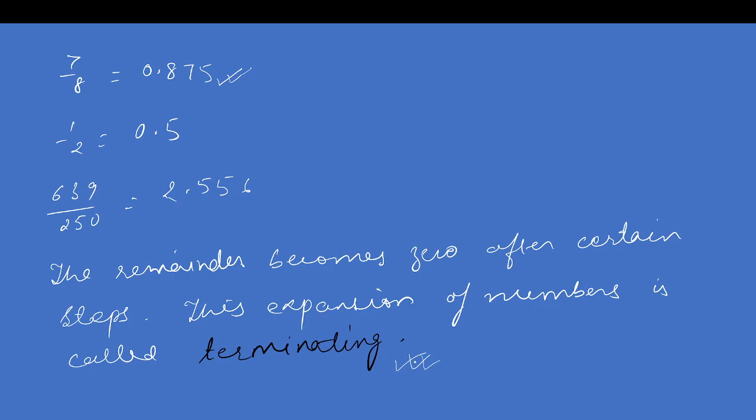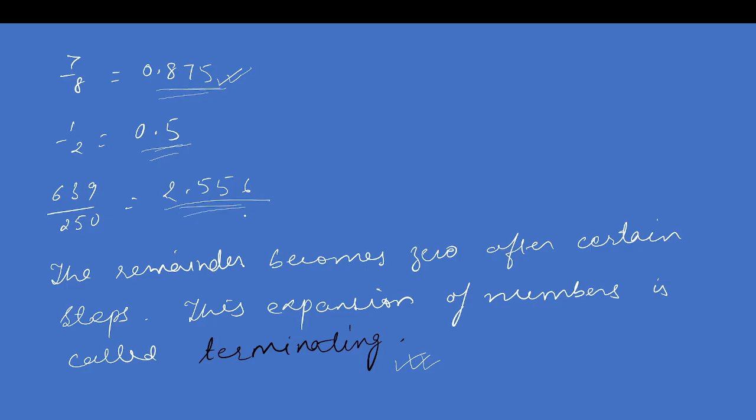I am repeating the word because this will come in the chapter multiple times. Terminating means the remainder becomes 0. If the remainder becomes 0, there will be nothing to divide, so the quotient will be terminating. The expansion terminates here only; there is nothing after that. So this is called terminating, like it ends here.